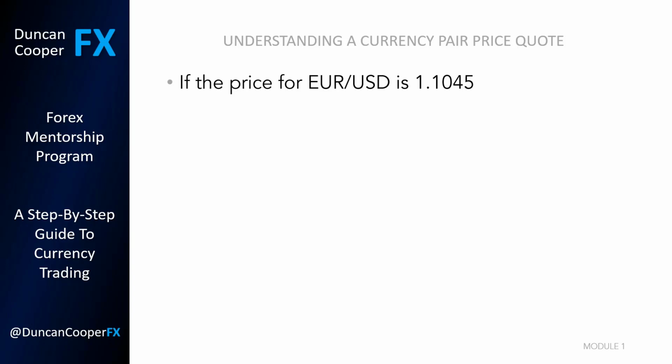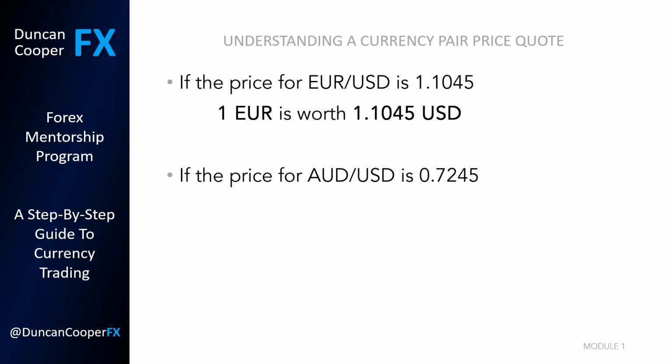Leading on from a currency pair price quote, we will now look at understanding the actual quote. If the price for Euro US dollar is 1.1045, then this means that 1 euro is worth 1.1045 US dollars.